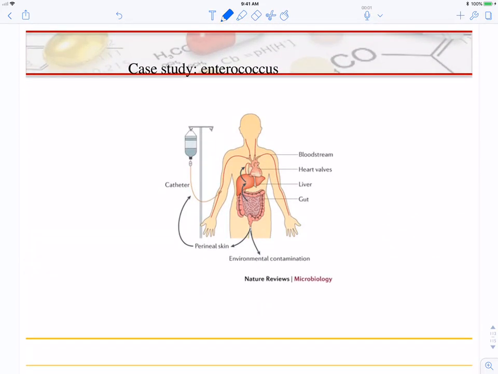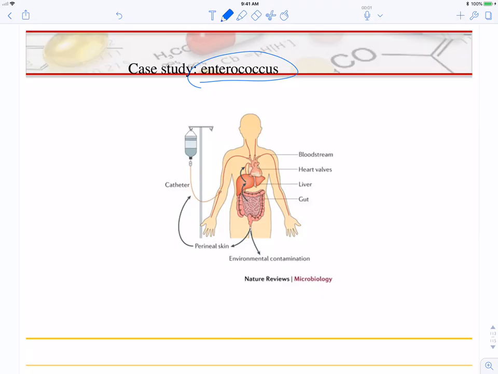So let's have a quick case study with a nosocomial infection caused by Enterococcus, which is a microorganism that lives in the GI tract. And so what happens in this case is that while this microorganism is generally pretty safe and not particularly dangerous, it can mutate in a manner that is out of control and basically become virulent. And we'll see exactly how that happens.